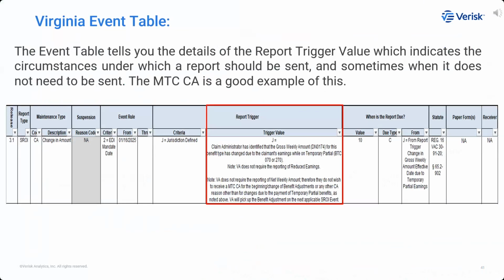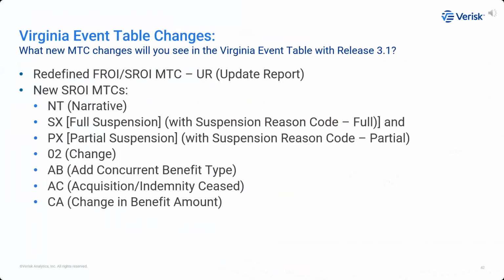As mentioned, this is a good example of how the report trigger value will show you situations when a transaction may and also may not be due. There are a few MTC changes that you will see with Release 3.1 for Virginia's event table. Specifically, we redefine the FROI and SROI MTC UR. The UR transaction will no longer be used to report minor injuries to the state of Virginia. Beginning with Release 3.1, the UR transaction will solely be used to transition claims from Release 3 to 3.1.